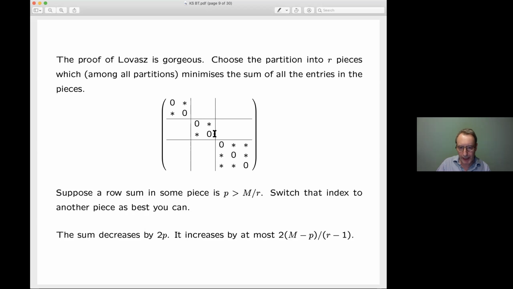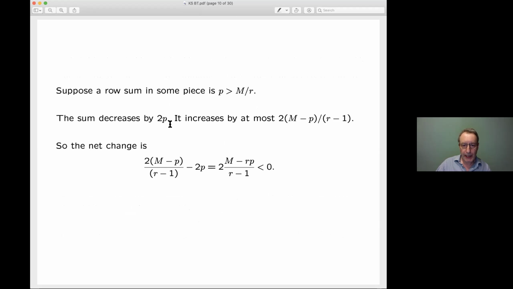So as long as you're careful about which piece you throw this index into, the sum decreases by 2p and it increases by at most, might be less than this, but in the extreme case, when we've got this matrix, it'll be exactly this amount again. All right, so that's what happens when you try and transfer this index. I've written that down again here and then calculated the net change. I've just done the calculation here.